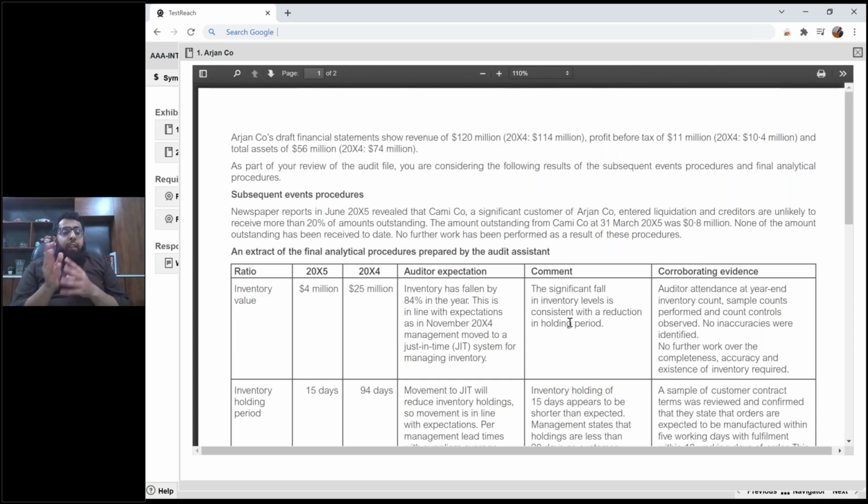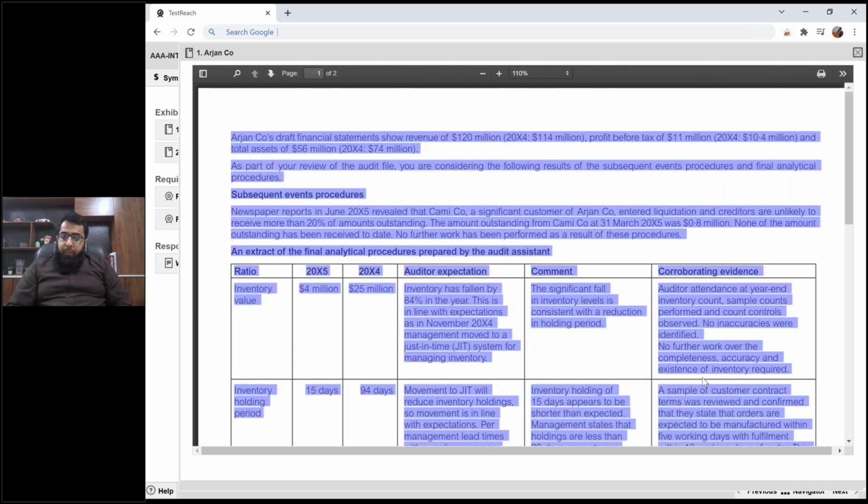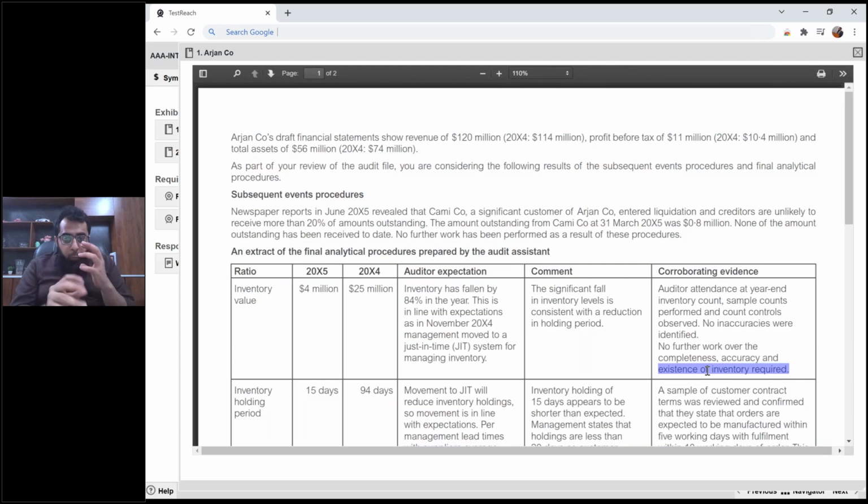What is the just-in-time system? The concept of the just-in-time system is that we will only order inventory when we have a customer order. We will not hold the stockings. Okay? Now, so, what are the corroborating evidences which they have? Auditors' attendance at a year-end inventory count, sample counts performed, and count controls observed. No inaccuracies were identified. No further work over the completeness, accuracy, and existence of inventory required. Now, just read what they have done, and then we will start discussing.